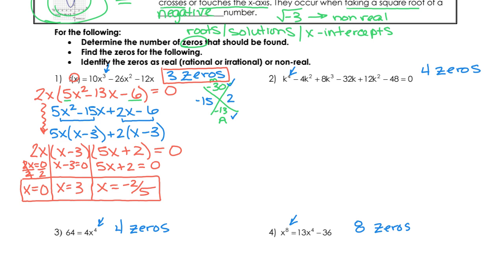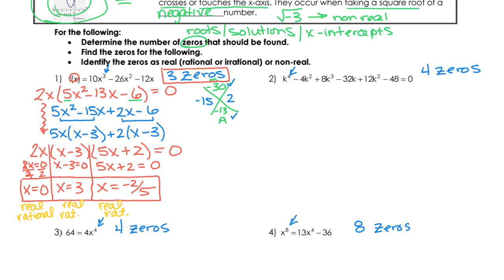Identify the zeros as real, okay, rational or irrational, or non-real. And so I'm going to go ahead and say that 0 is real and rational. 3 is real and rational. Negative 2/5 is real and rational. All right, so I have 3 real and rational roots.